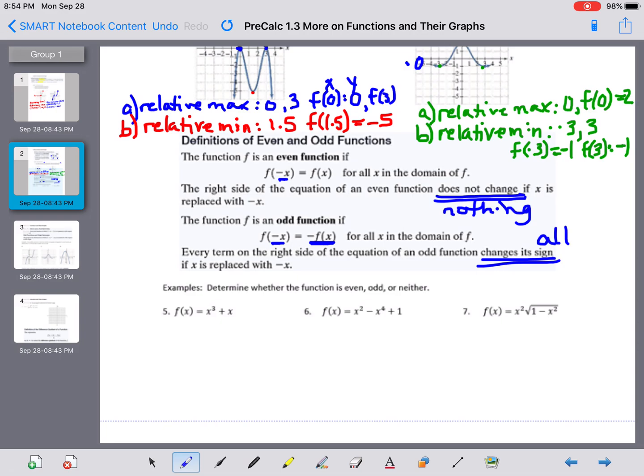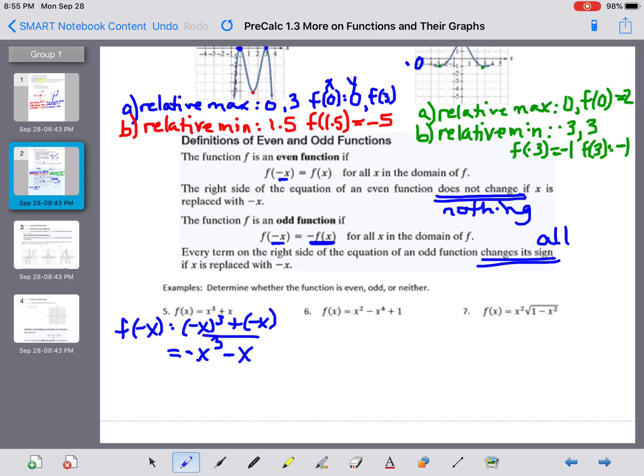F of x equals x cubed plus x. So I'm going to plug in negative x everywhere I see an x. I plug in negative x into my x cubed. I plug in negative x into my x. I simplify it. What's negative x cubed? Well, a negative and a negative negative stays negative, so I get negative x cubed. What's plus times negative x? It's just negative x.